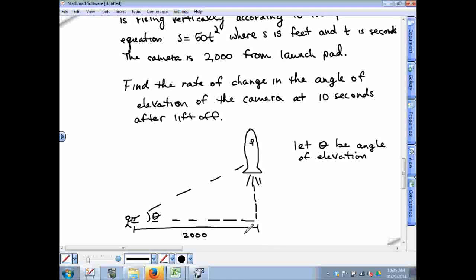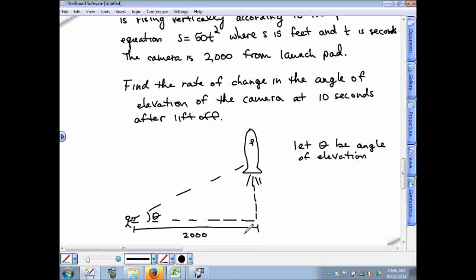Okay. All right, well, I'm going to talk a little bit while you guys are still writing. The angle of elevation is changing, obviously, because the rocket continues to go up. But the rate at which the angle changes depends on what other rate? How fast the rocket is moving, right? The speed of the rocket. If the rocket increases its speed, doesn't the angle of elevation change faster?